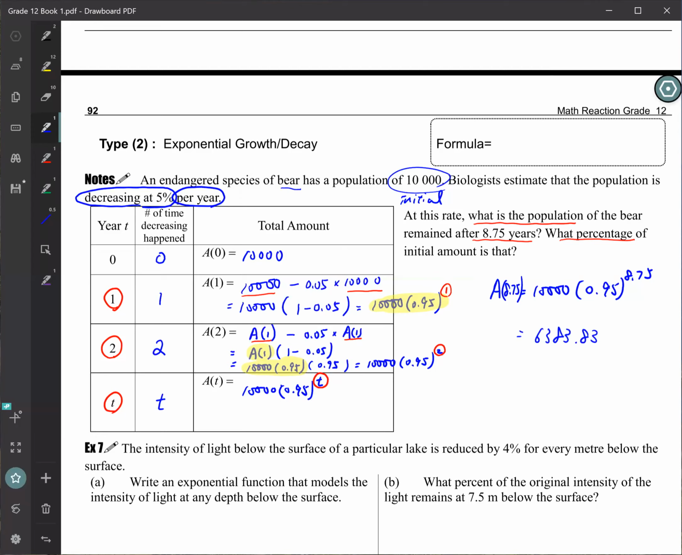So we got to do some rounding. Okay, Donna, how about you? What do you have? The number of bears. Yeah, is it the same number? 6383. Yeah, okay, so you won't round it up, because you cannot have 0.83 number of bears, right? So about 6383 bears.